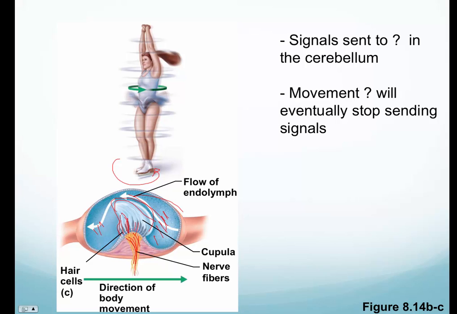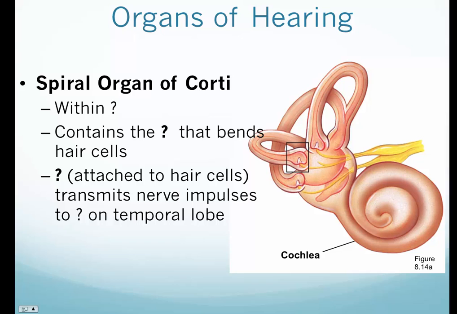So we're going to send the signals to the vestibular nerve, in the cerebellum, and then this movement at a constant rate will eventually stop sending those signals. And we just mentioned already, you won't have that sense of motion until you change your speed or direction of your movement. Now, another structure we have here is the spiral organ of Corti, and this is going to be dealing with hearing. All of this spiral organ of Corti is found within the cochlea.